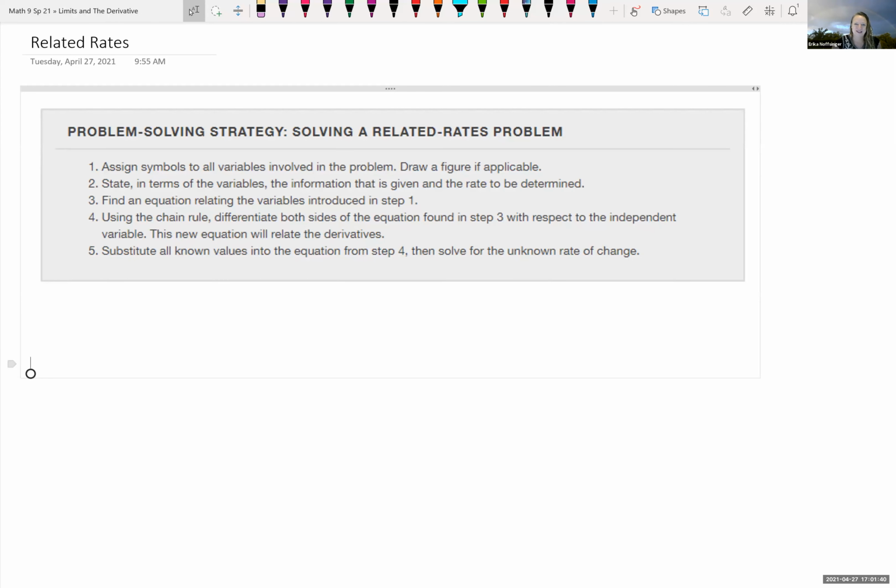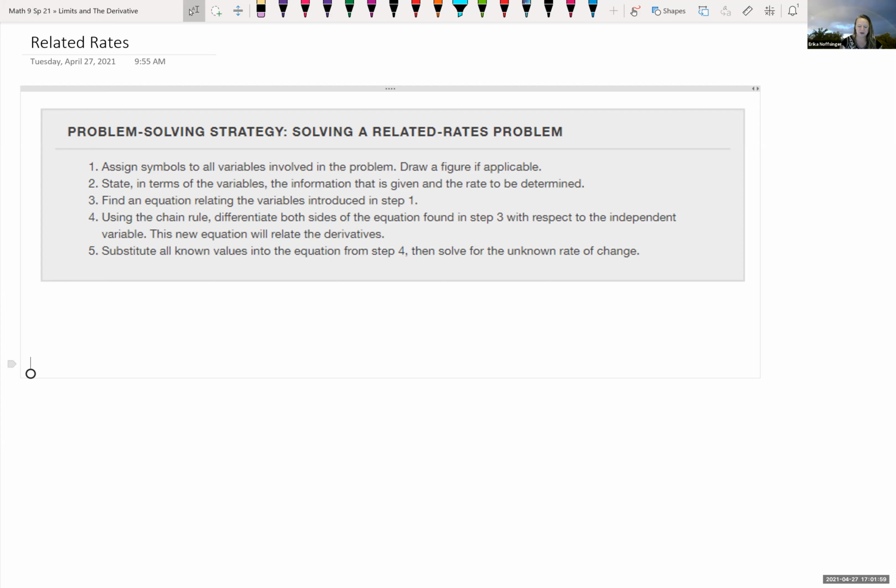We're now jumping into related rates. So related rates are where we have multiple variables. Normally, they are dependent on time, and they're related to each other. Get that? Related rates.